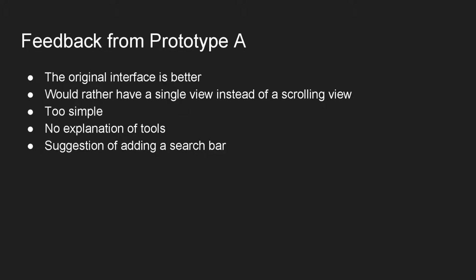And the feedback from this prototype was that the original interface is better. It seems our users like the original interface more than this scrolling prototype. They would rather have a single view instead of a scrolling view. Also, the user feedback says this interface is too simple. There's no explanation of tools. One of their suggestions is adding a search bar for the tools.